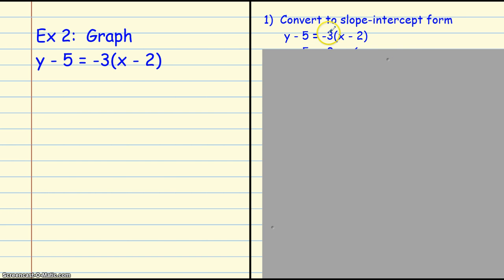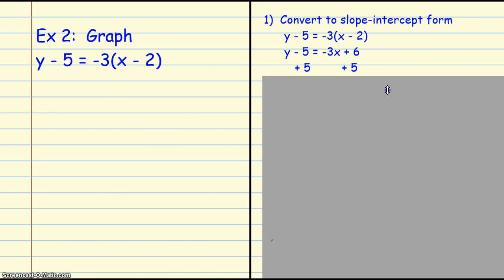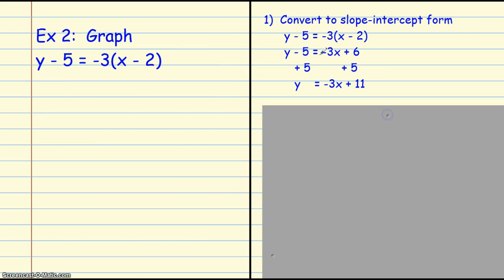So we're going to distribute the negative 3 to the x and to the negative 2. Negative 3 times x is negative 3x, and negative 3 times negative 2 is a positive 6. Now, to get the y by itself, we just got to get rid of the minus 5. So we're going to add 5 to both sides. The minus 5 plus 5 cancel out. Y equals negative 3x, 6 plus 5 is 11. Now we have our great equation in slope-intercept form: y equals negative 3x plus 11.